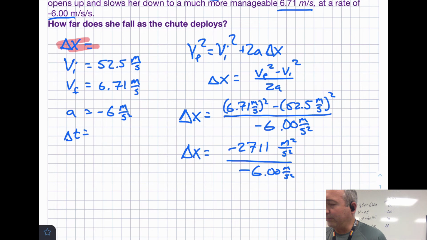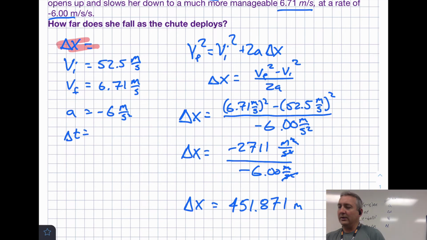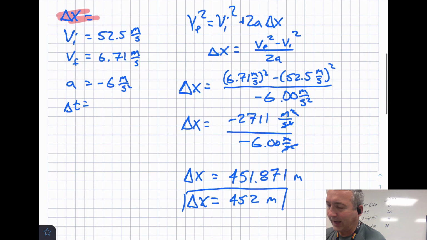Notice that will mean that my displacement is positive, and I get 451.871 meters. The seconds squared cancels out. The meters squared cancels with one of those. So I get meters. That tells me that I'm on the right track. So the skydiver travels 452 meters, because that is how many sig figs we have in our measured values, 3.